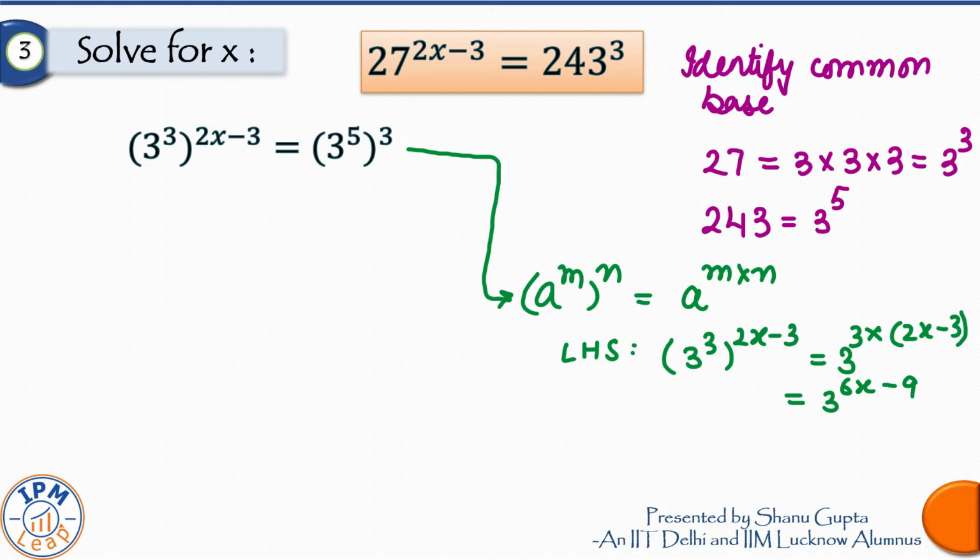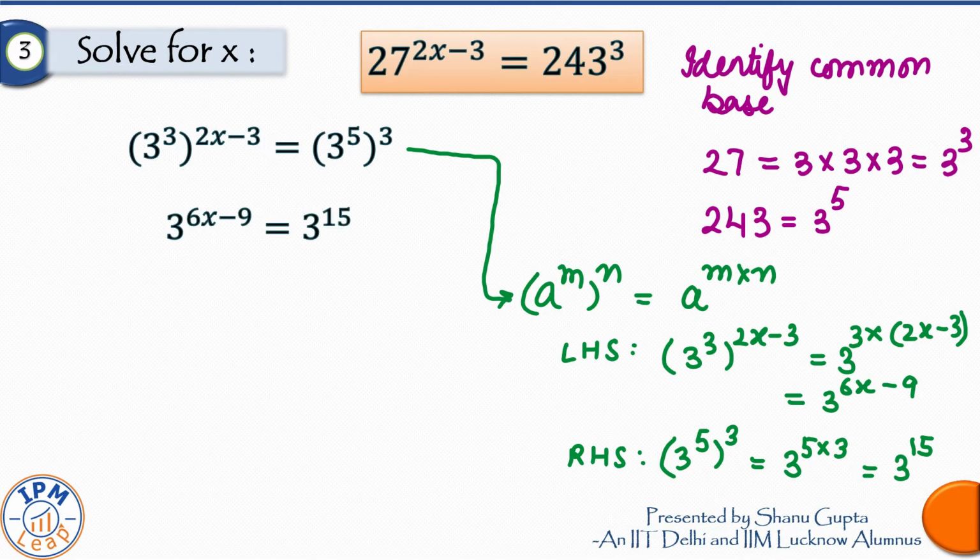Now the powers combine as follows. 3 into 2x minus 3 is equal to 6x minus 9. So we have the term equal to 3 raised to the power of 6x minus 9. And on the right hand side, we have 3 raised to the power of 5, whole raised to the power of 3, which is equal to 3 raised to the power of 15, because 5 into 3 is 15. Our equation gets simplified to 3 raised to the power of 6x minus 9 is equal to 3 raised to the power of 15.